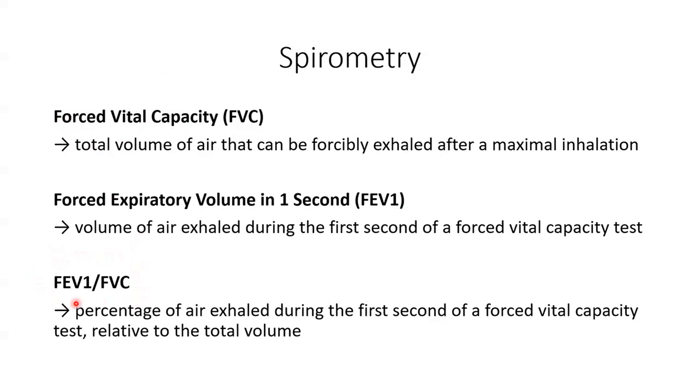Lastly, we have the ratio of FEV1 to FVC. And this is the percentage of air that's exhaled during the first second of our forced vital capacity test relative to the total volume of air that is exhaled. So when you do your big breath in and then big breath out, how much of that total amount of air that you breathed out was able to come out in that first second.